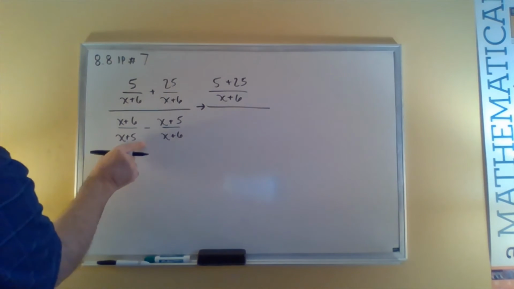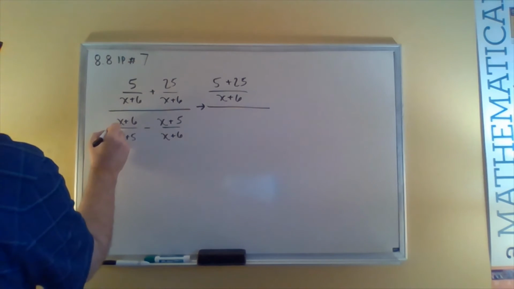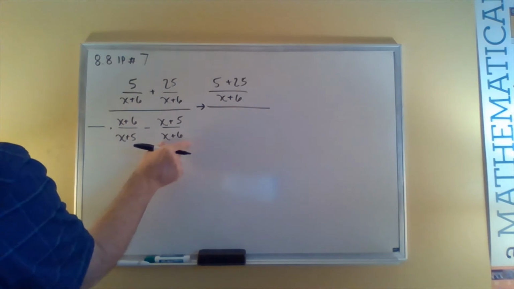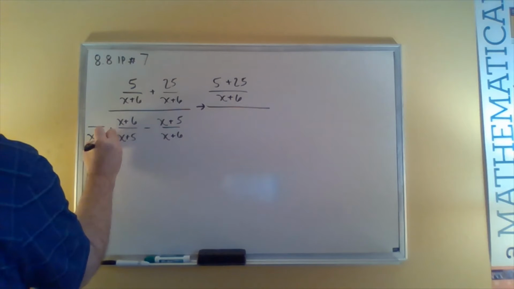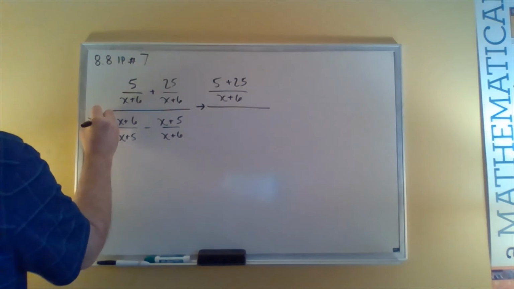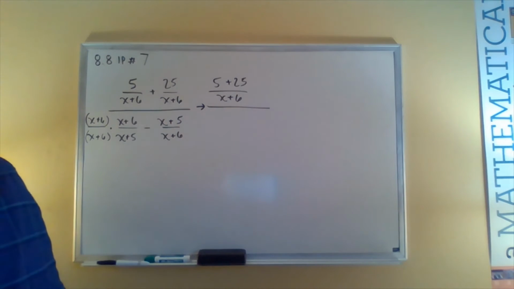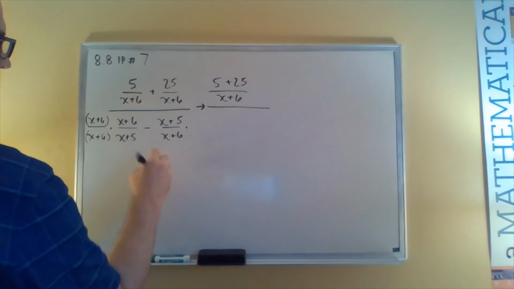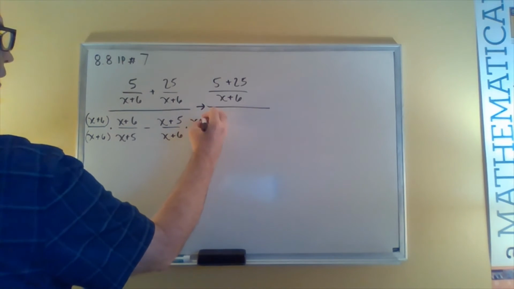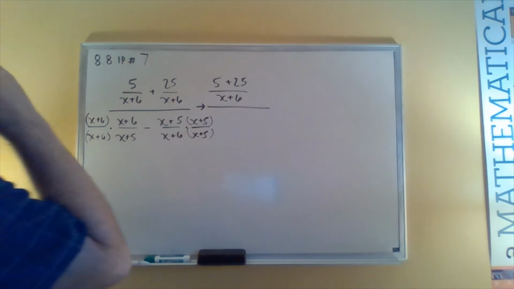But this one, I need to find a common denominator for. And I think my common denominator will be x plus 5 times x plus 6. So I'm going to need to multiply my first term times x plus 6 over x plus 6. I have to multiply this one times x plus 5 over x plus 5.